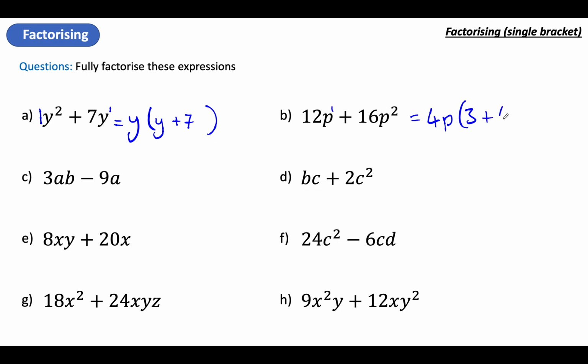So I times the 4 by another 4 to make 16. And I need p squared. That means 2 of them. I've got 1 so far. So I put another one. Again, if you're never sure, just mentally expand this out and check that you get the original expression there.